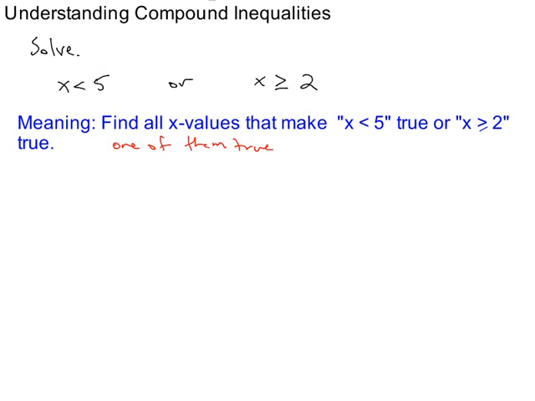Now let's see if we can generalize this a little bit to find all of the x values that make it true. Sorry, that should be a straight line. So all the numbers less than 5, right, they're all going to be shaded. We know that. All the numbers bigger than or equal to 2 are also going to be shaded. So every number here makes one of these two true, right? In other words, this is the solution. Every number is a solution to this compound inequality because it makes one of these two true. It makes the first one true or the second one true.